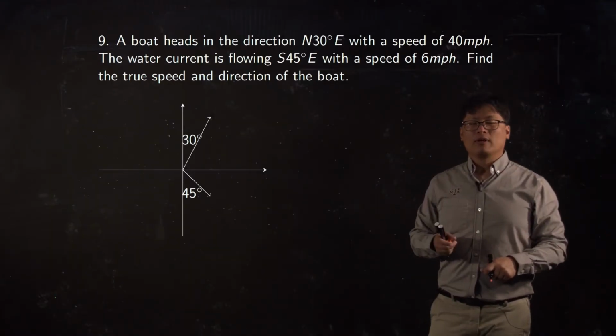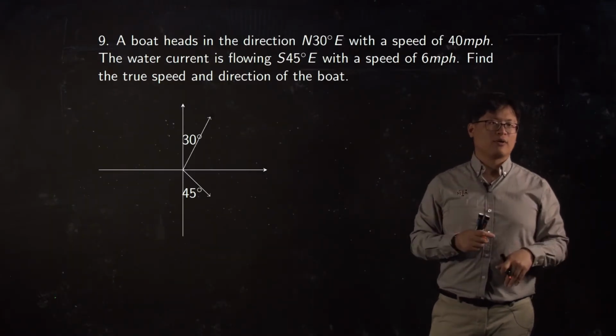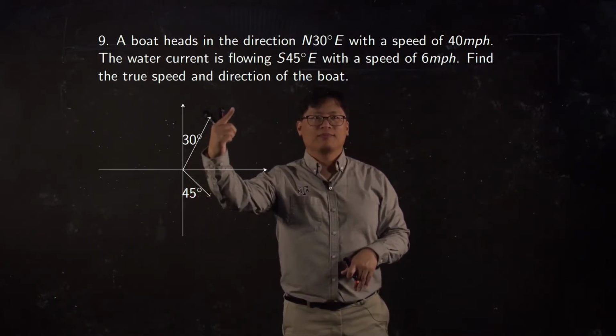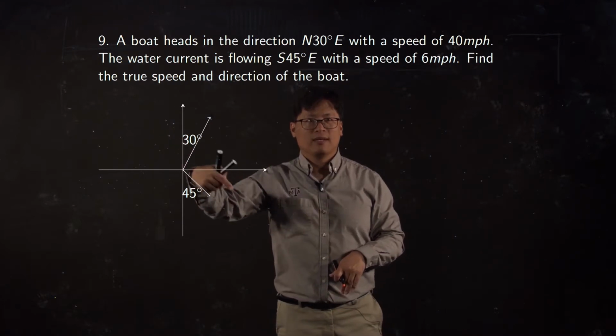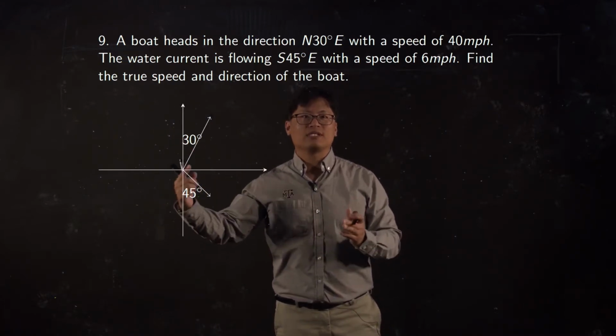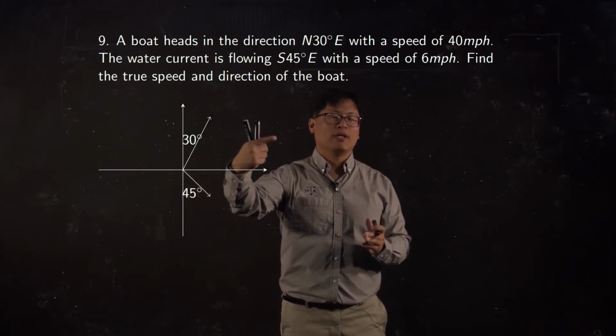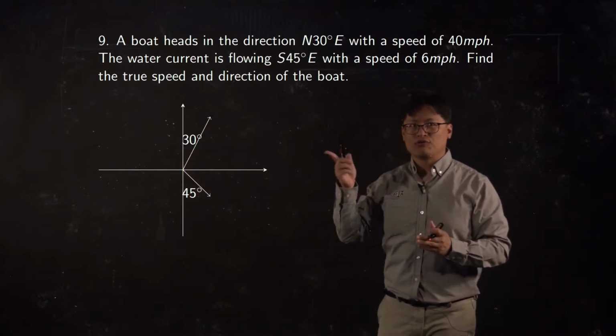For this problem, we're going to apply everything we've learned so far, okay? Look at that. The boat is moving this way, and there's wind. The true course is not this way, but because of the wind, it is moving this way maybe, right? So we're going to try to figure out the true course, okay?